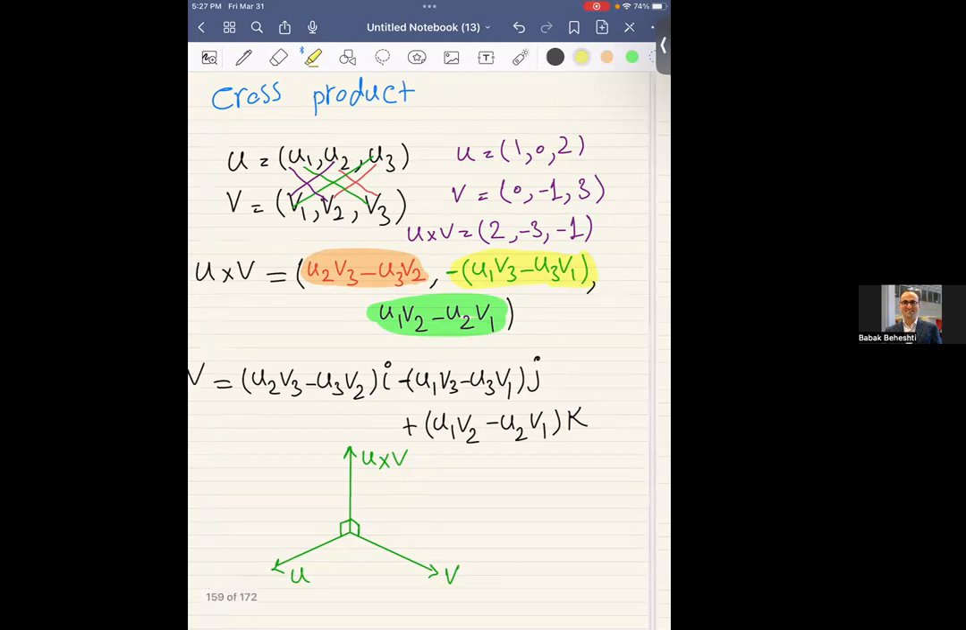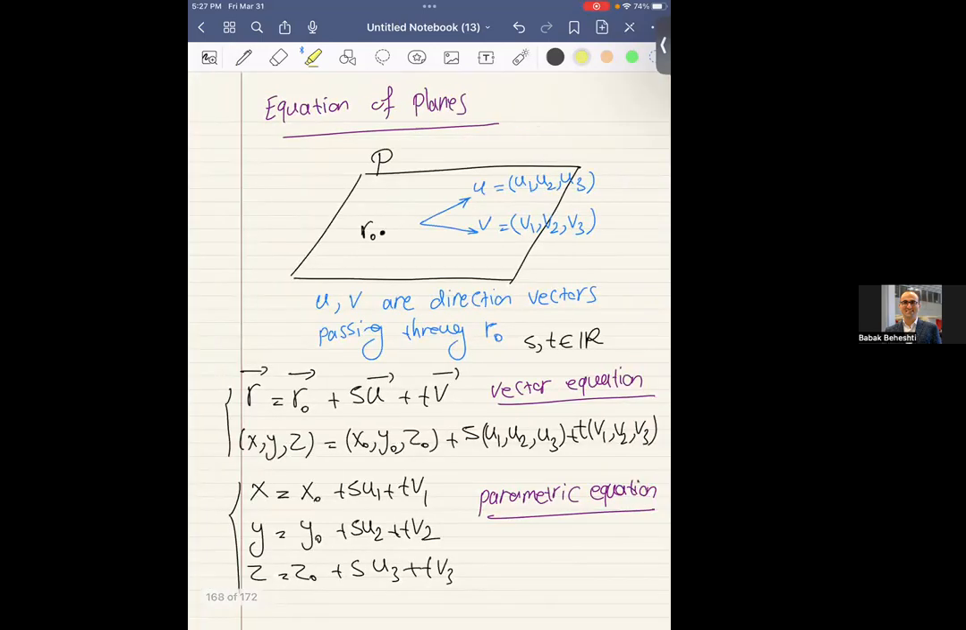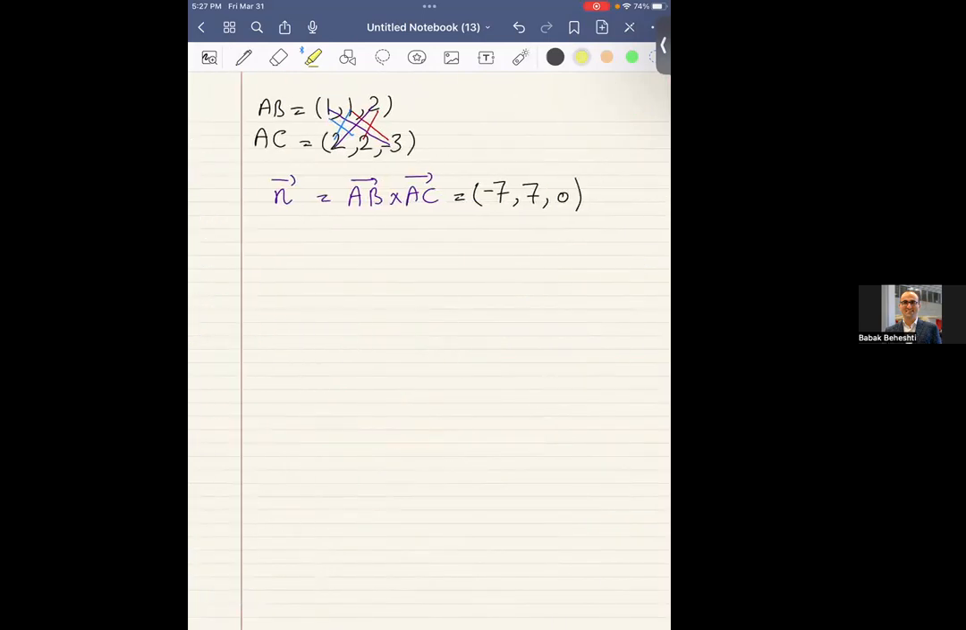So if you apply this formula to these two vectors here, the first component, let me do it again, is -3 minus 4, which is -7. The second component is minus, again, -3 minus 4, which is -7, so it's 7. And the third component is 2 minus 2, which is 0. So that is the normal.